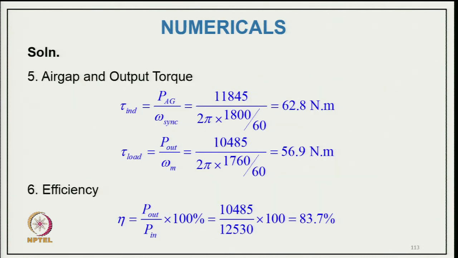And for the air gap and output torque, T internal will be PAG upon synchronous speed, and putting in values it comes to 62.8 Newton meter, and T load will be P out upon omega m, so putting in values it comes to 56.9 Newton meter, and efficiency is P out upon P in, and putting in values it comes to 83.7%.